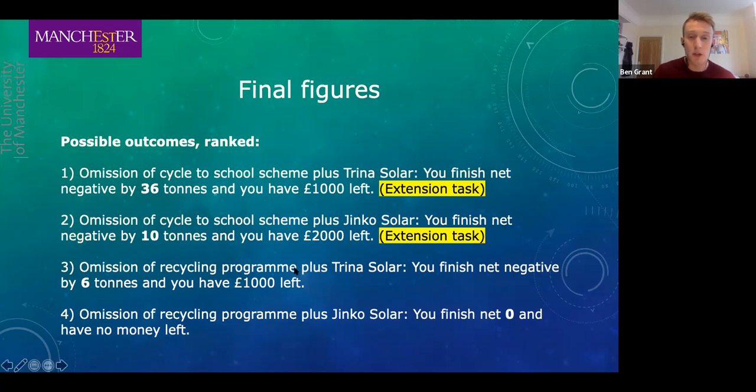A lot of you finished by buying the treeless solar panels and omitting the recycling program from task one, finishing net negative by 6 tons with £1,000 left. And I think the vast majority realized that the treeless solar panels were more cost effective than the Jinko solar. So well done.